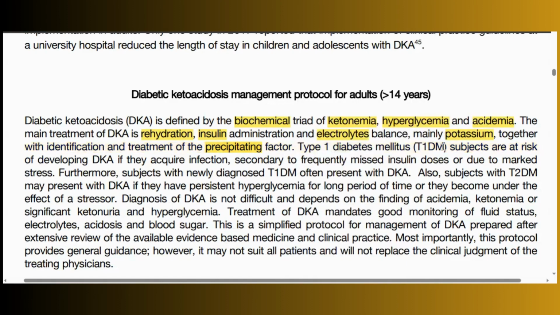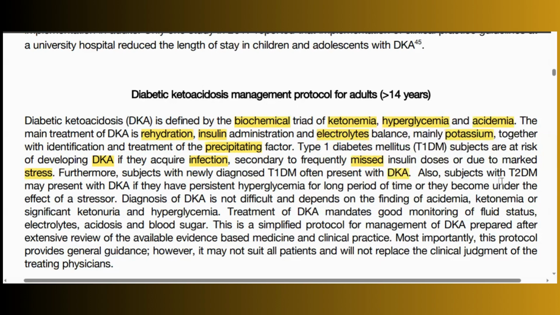Type 1 diabetes mellitus subjects are at risk of developing DKA if they acquire an infection, secondary to frequently missed insulin doses, or due to marked stress. So, the type 1 diabetes mellitus risk factors for DKA are infection, missed insulin doses, or marked stress. Furthermore, subjects with newly diagnosed type 1 diabetes often present with DKA.